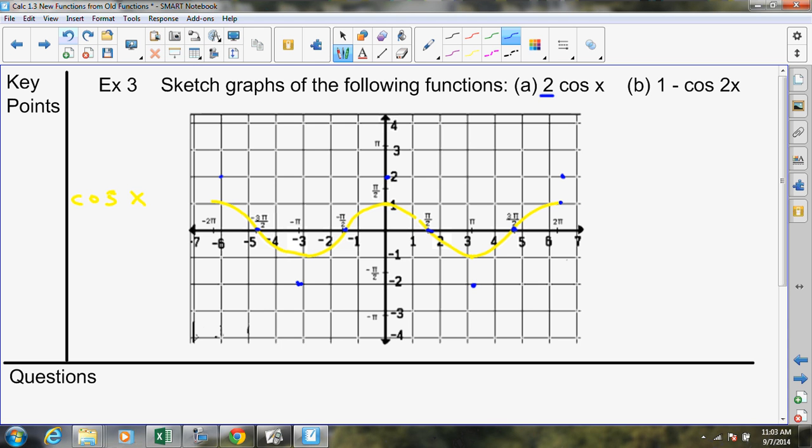So let's start filling them in. There we go. This is 2 cosine x. And we're done.